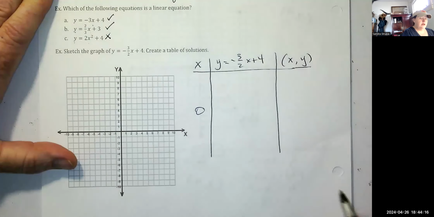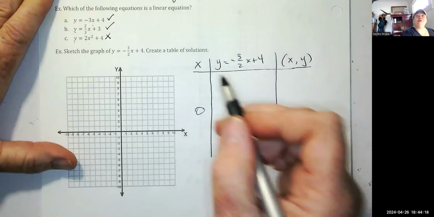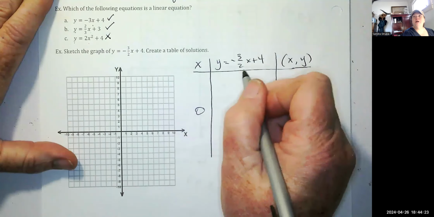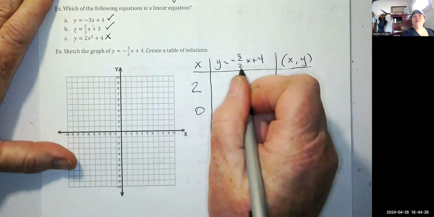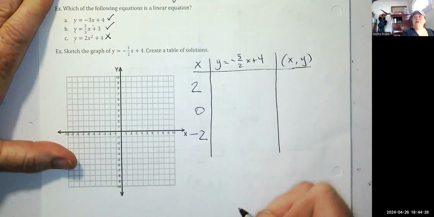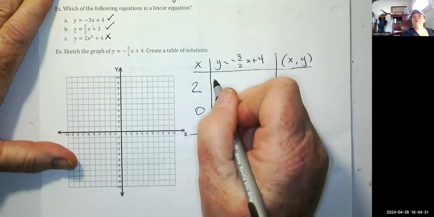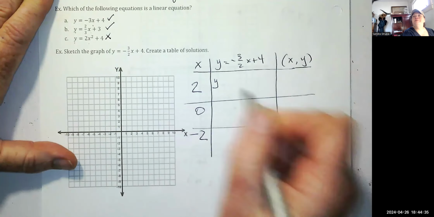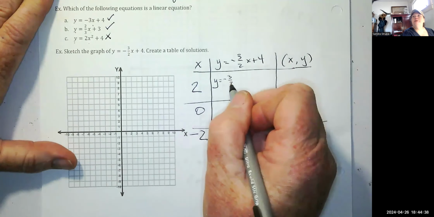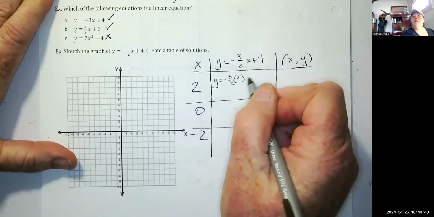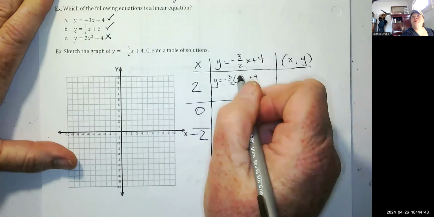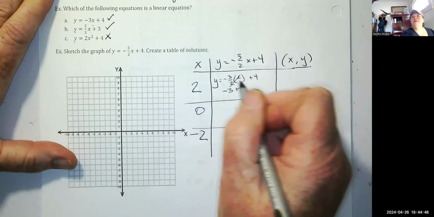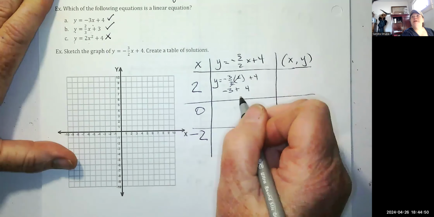All right. Now, I need two other numbers just to check myself. And I always, always, always use the denominator. I use the positive of the denominator and the negative of the denominator. So I'll show you why that works out really nice. Let me clean this up real quick. There we go. y equals negative 3/2 times 2 plus 4. These reduce. You get negative 3, plus 4 is 1.